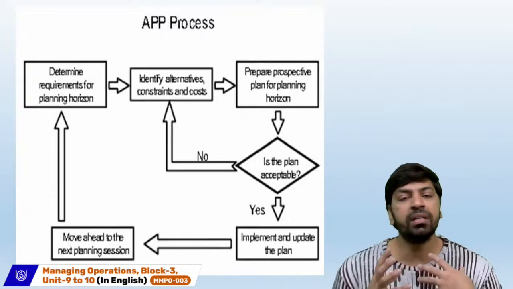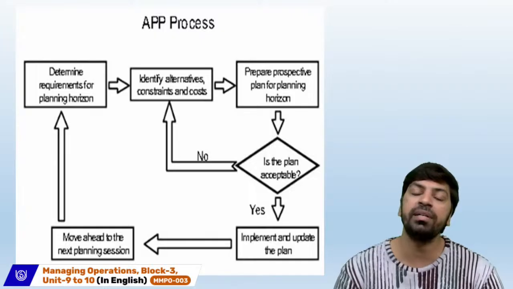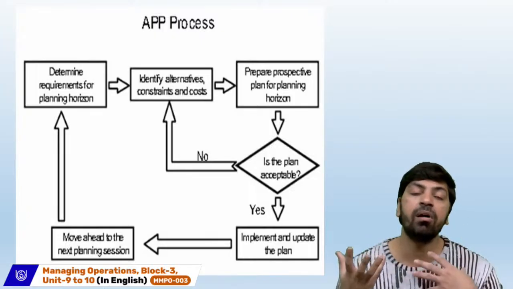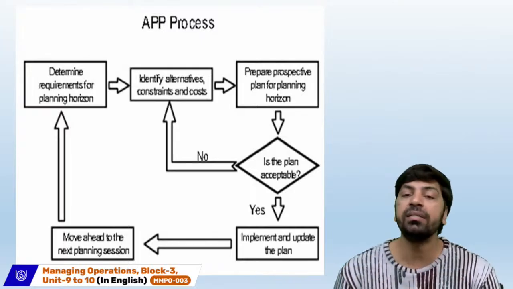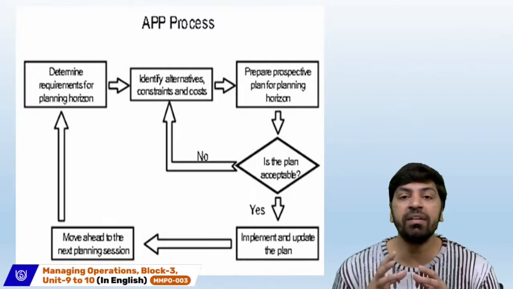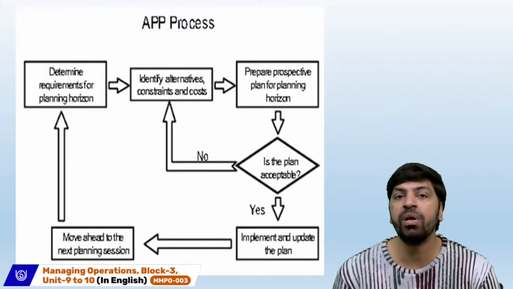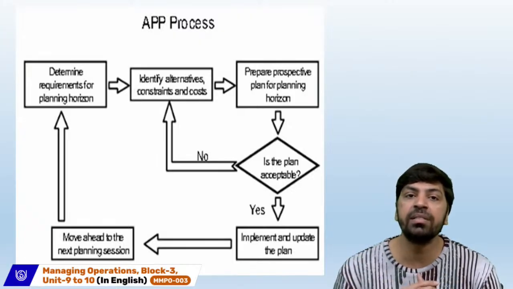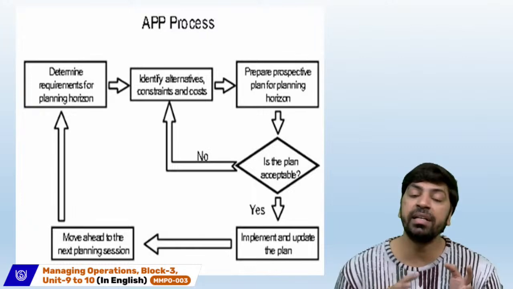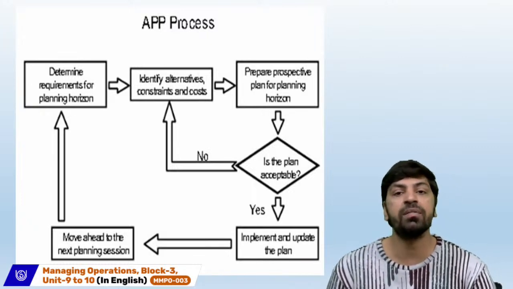So whatever plan has been decided, the next question that comes up in the minds of the organizations is whether the plan is acceptable or not. If it is acceptable, yes, then implement and update the plan. If it is no, then again you have to identify the alternative plans and check whether it aligns with the company vision or objectives or not.